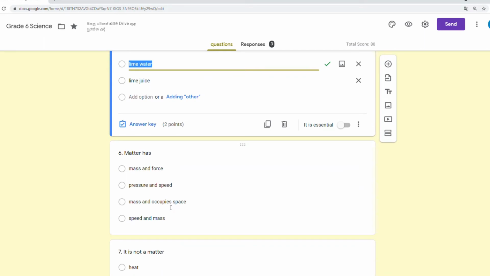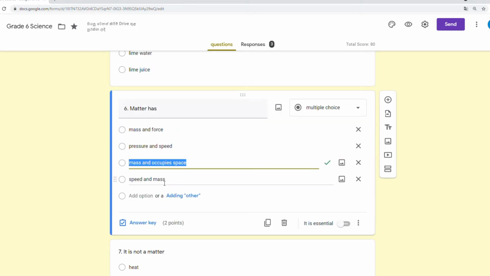Now get into number 6. Number 6, matter. When you get the second unit, matter and energy. Here, how do we identify matter? If the matter is there, definitely it has a mass and every time occupies space, needs the space. So your answer should be the third one. That's the nature of matter.